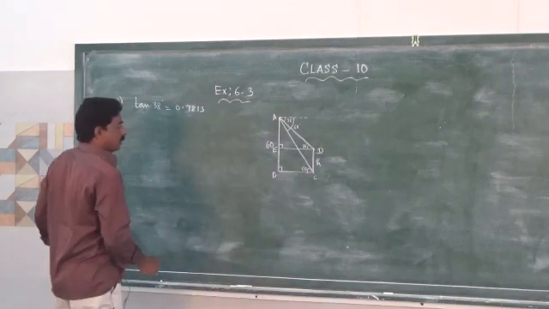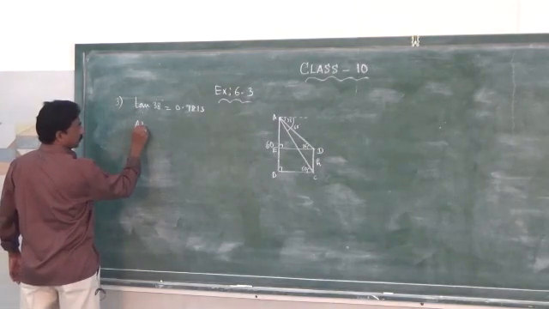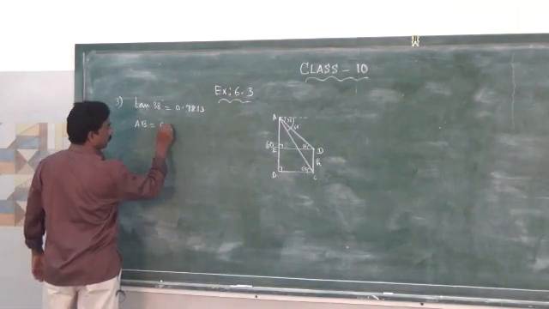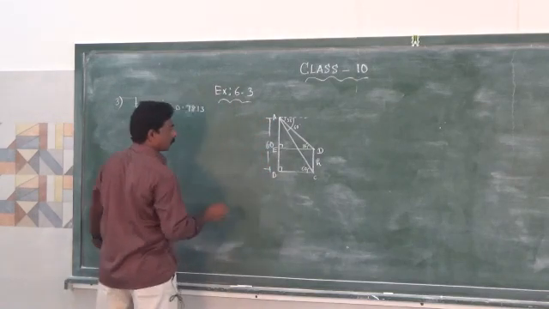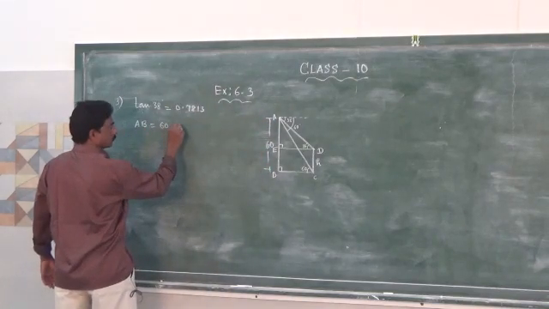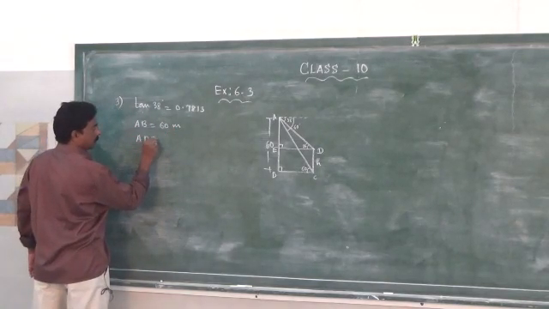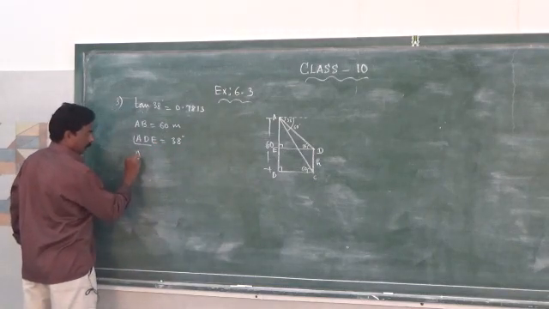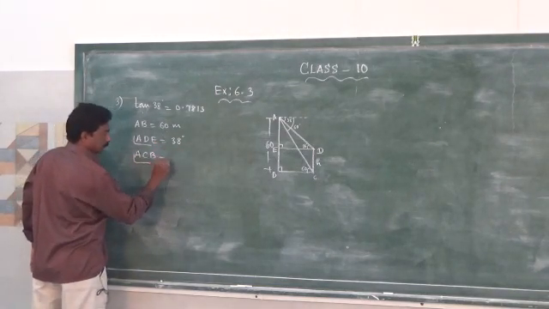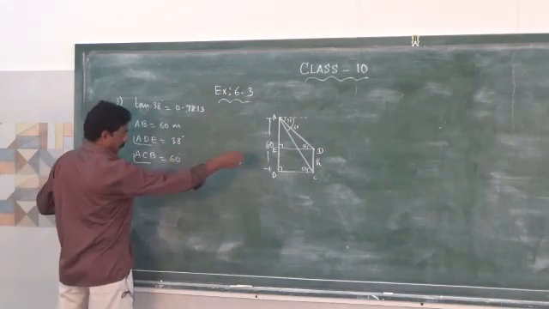So in triangle ABC, what is given? The AB is 60, the total height of the tower, which is 60. The angle of depressions are 38, 60. You have to find CD, that is height of the lamp post.